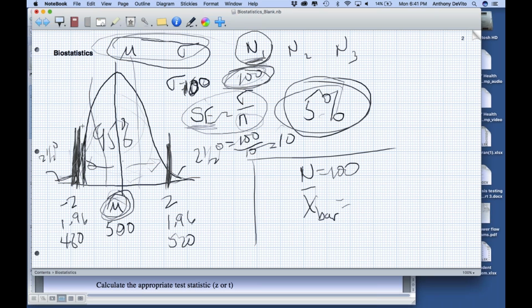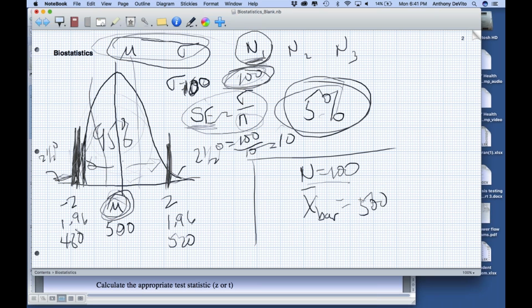95% of the time, my mean is going to be between 480 and 520. Even if I take a sample from this population, 5% of the time, it's going to be either higher or lower than 480 and 520. So now I go to a whole new population. Let's say that I get a mean for a sample size of 100. I get a mean which is 500.